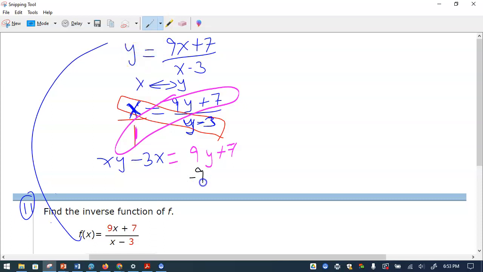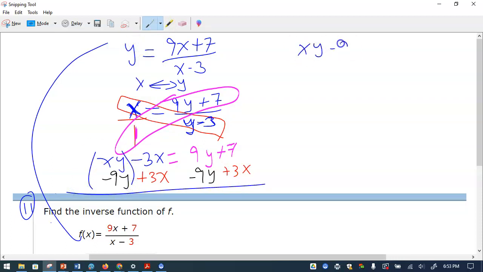So subtract 9y this side and subtract 9y this side. And at the same time, you get away with the minus 3x, which we don't need, x has to be on the right side. So we do these two steps. Two steps can be done right there. So this will be xy minus 9y equals, this crosses out, and you get 7 plus 3x.